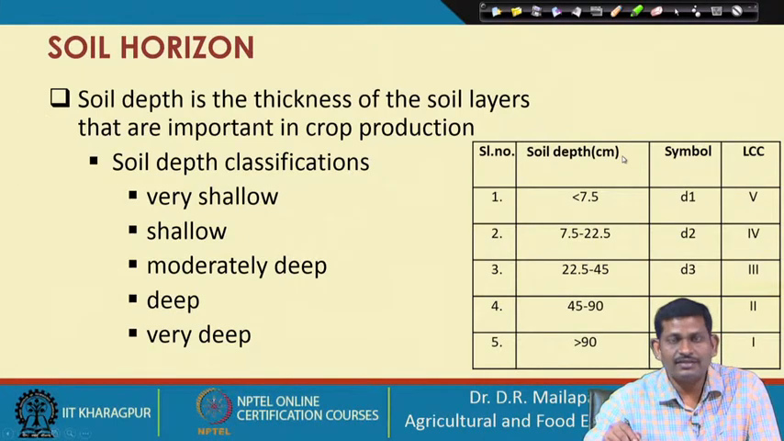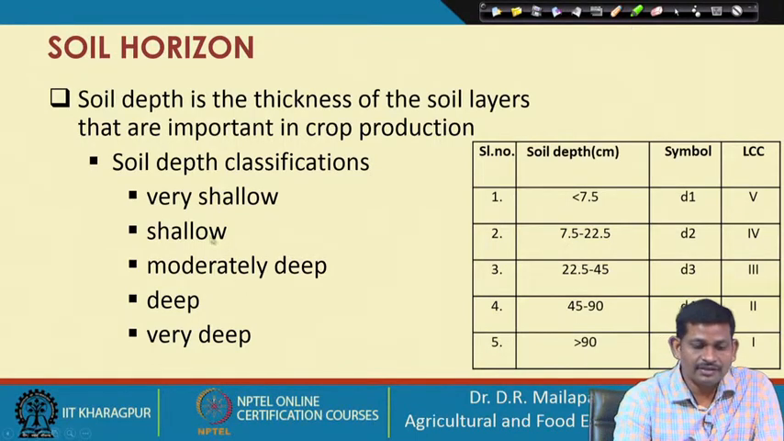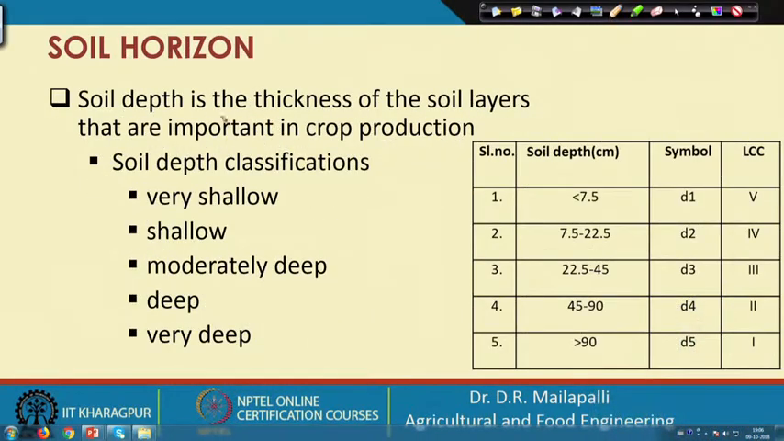And then the next is the soil horizon: A, B, C, O horizon, something like that. Based on that, the soil depth is basically here. Soil depth is the thickness of the soil layers that is important for crop production. For example, the classifications based on soil depth are very shallow, shallow, moderately deep, deep and very deep soils. In the previous lecture we already talked about the soil classes based on this.